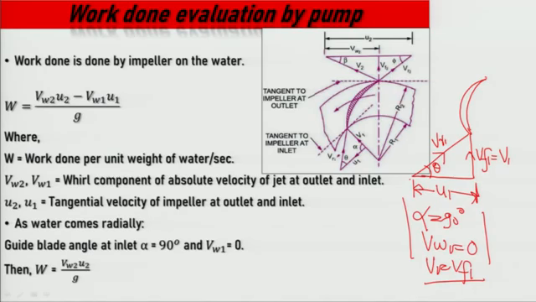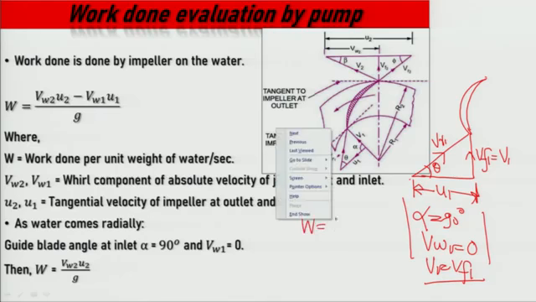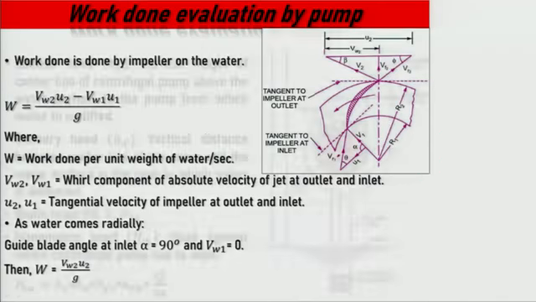It is the same in the case of the Francis turbine also. So what is the work done? Work done W equals VW2 U2 minus VW1 U1, upon g. If VW1 is 0, this component is neglected. Then W equals VW2 U2 upon g. This is the work done per unit weight.